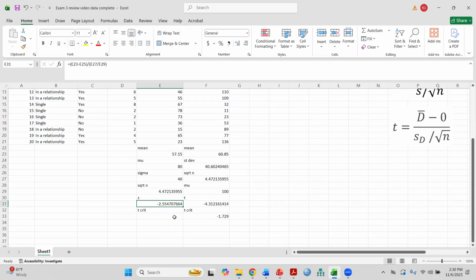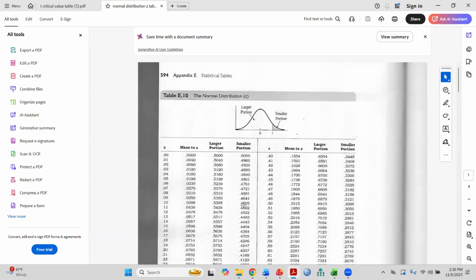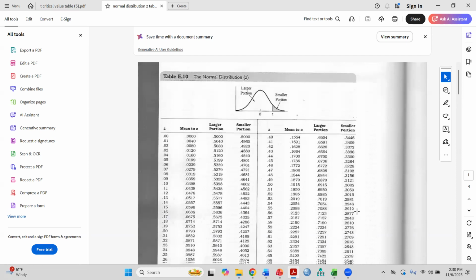Because we're going to use not the t-table, but the z-table. Now, you can memorize the critical cutoff values for a one-tailed test or a two-tailed test if you want to, or you can look it up on the chart. So let's go ahead and look it up on the table. We're using a one-tailed hypothesis, so I'm going to look up on the normal distribution table, which is also called the z-table. I want to know where the smaller portion is equivalent to 0.05, right? 5% of the distribution, because that's our alpha.